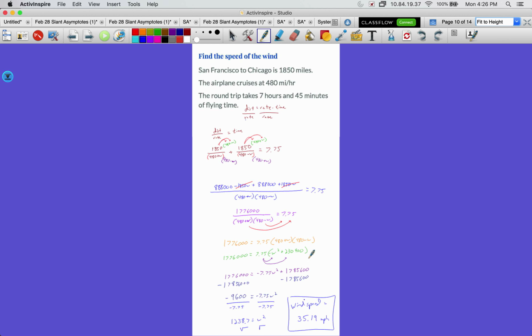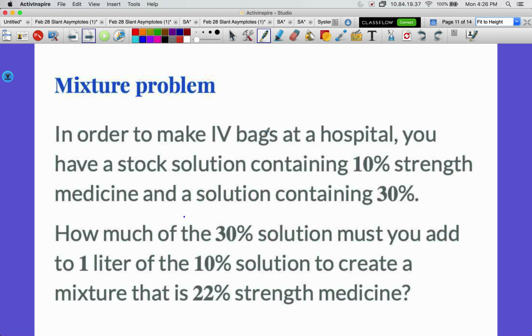All right, so that's that whole problem. The numbers got pretty big in there. The basis was distance equals rate times time, but you had to do two expressions for the two different times, and then just show that we know that their sum is 7.75. All right, on to mixture problems.